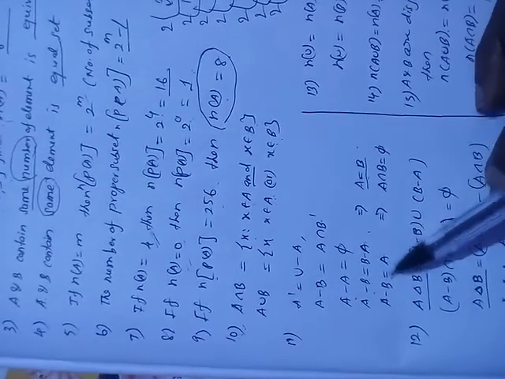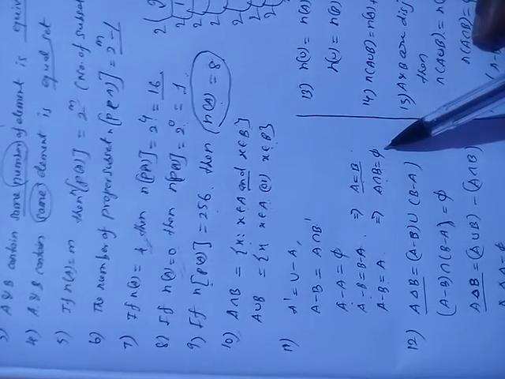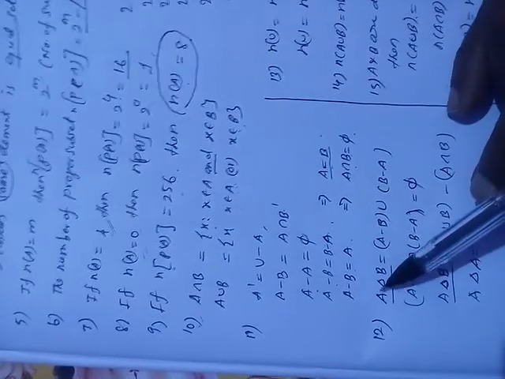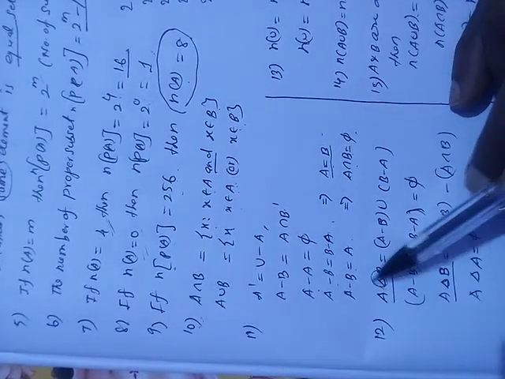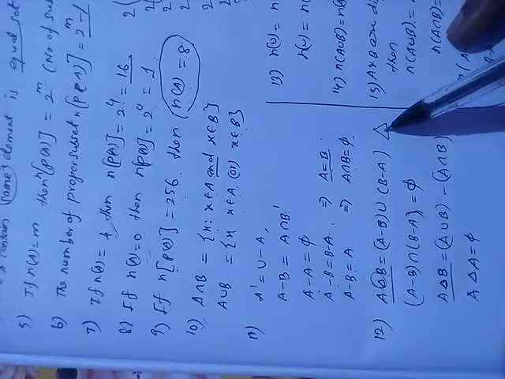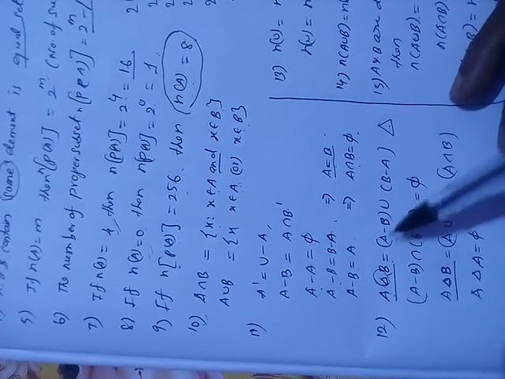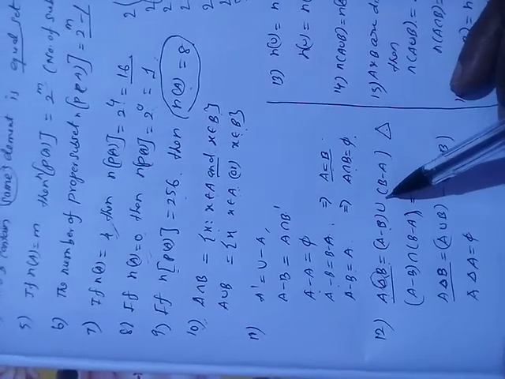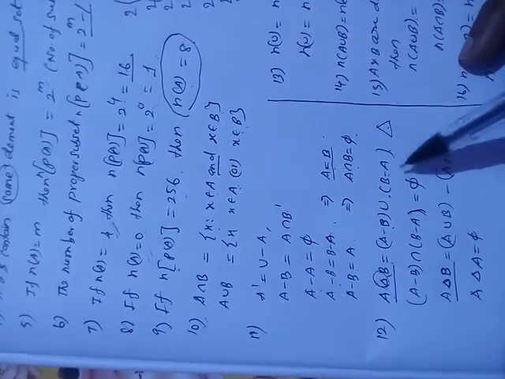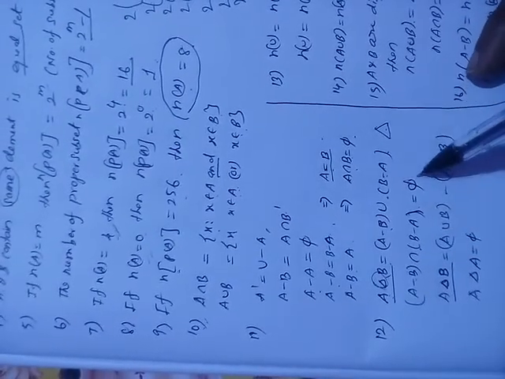If A minus B is equal to A, then A intersection B is empty. The 12th one is symmetric difference, delta. The formula for symmetric difference: A delta B is equal to (A minus B) union (B minus A). And (A minus B) intersection (B minus A) is empty.